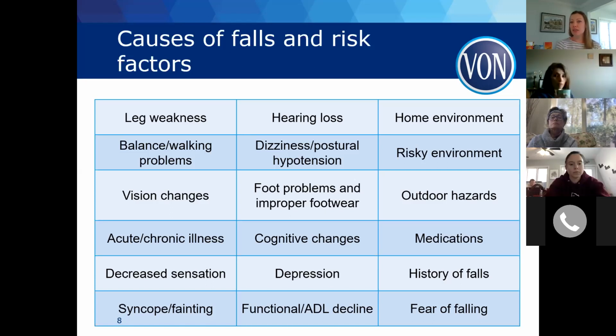Also on there is hearing loss. There's a lot of research going into that as well about how hearing loss can impact our risk of having a fall. We talk about this more in the next module as well, along with the vision. But there's a few reasons for it.